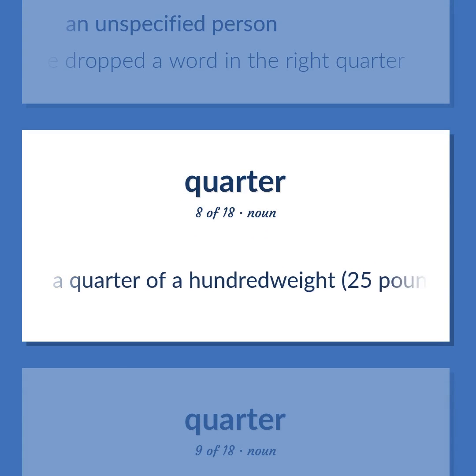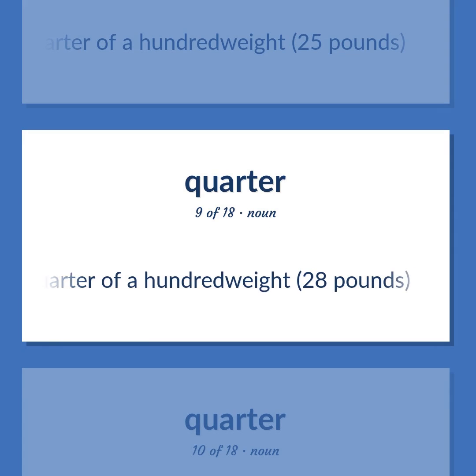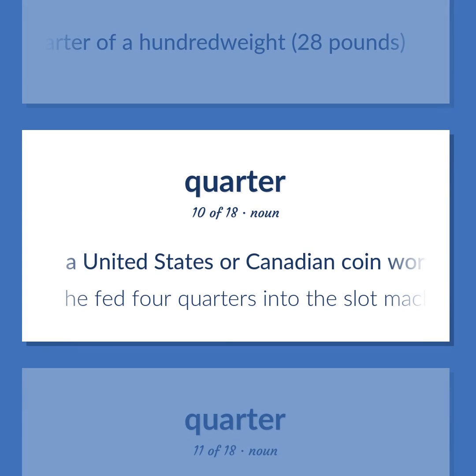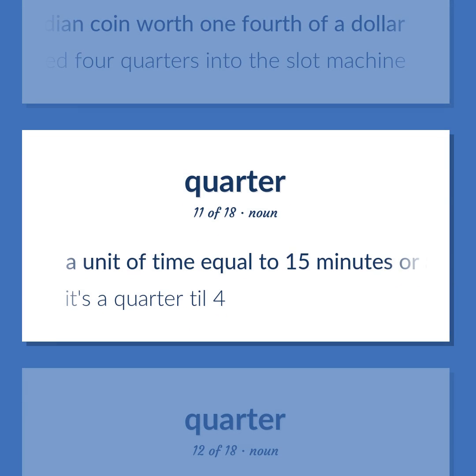A quarter of a hundredweight, 25 pounds. A quarter of a hundredweight, 28 pounds. A United States or Canadian coin worth one-fourth of a dollar. He fed four quarters into the slot machine. A unit of time equal to 15 minutes or a quarter of an hour. It's a quarter till four.